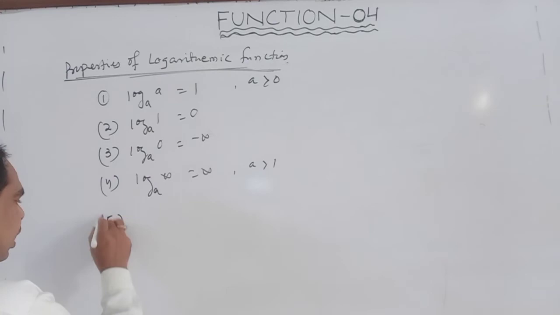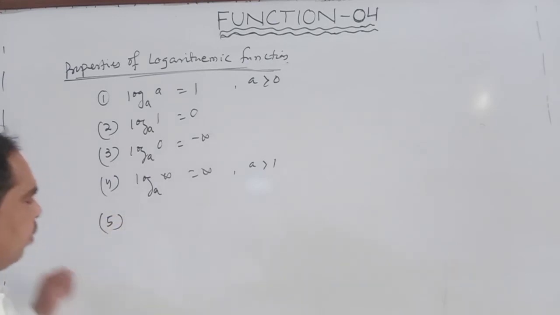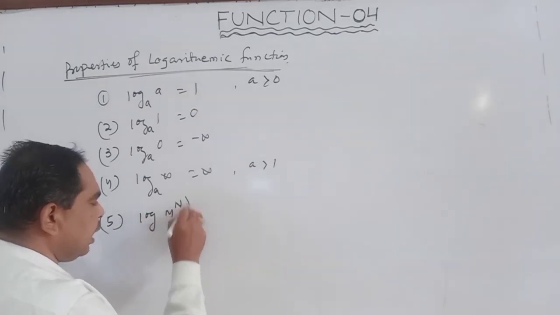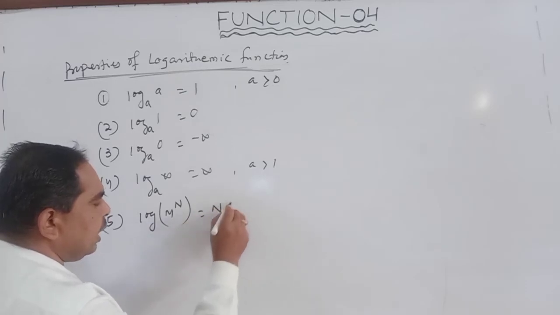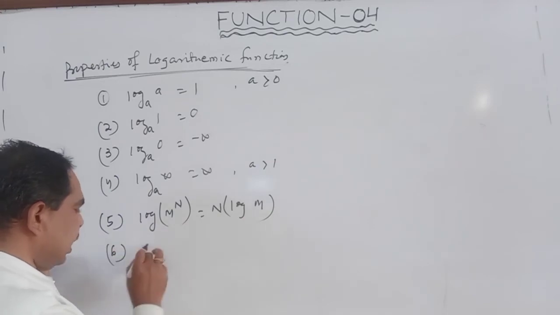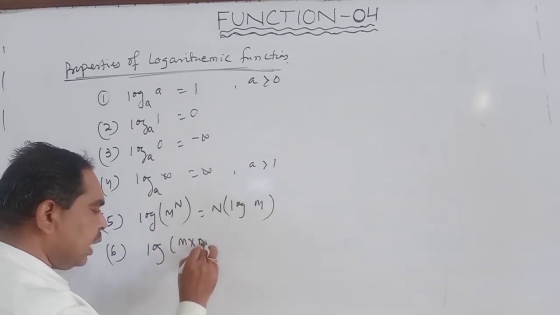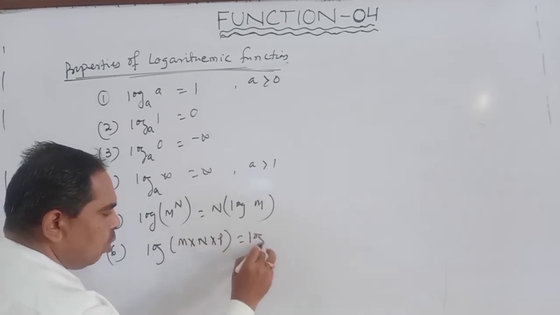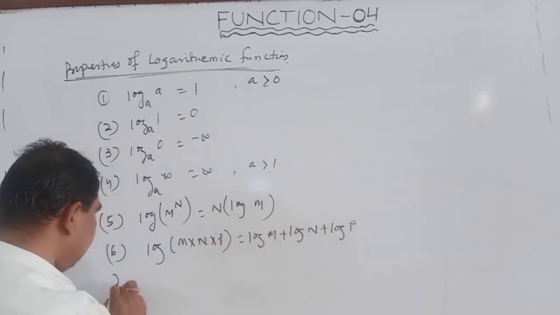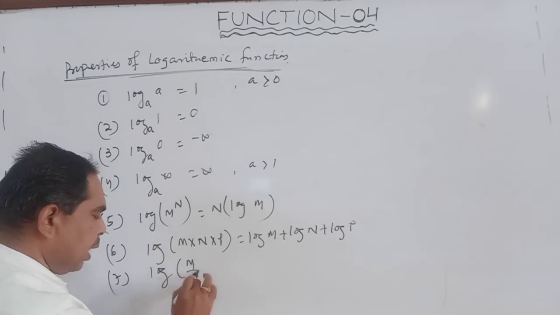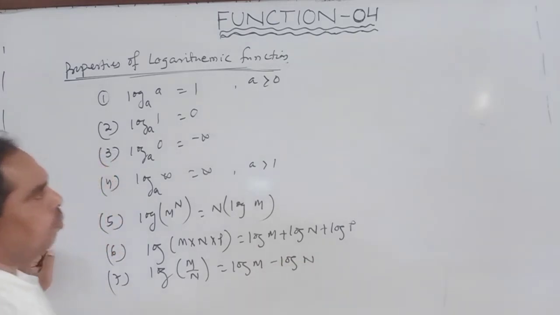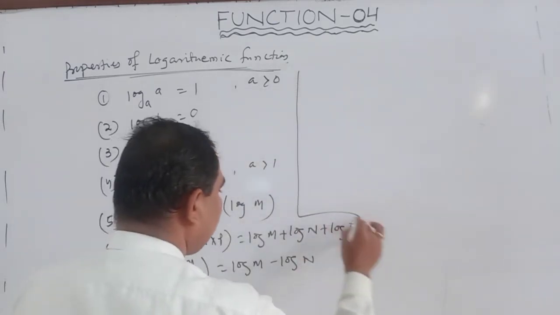5. Log of m to power n is equal to n log m. 6. Log of m into n into p is equal to log m plus log n plus log p. 7. Log of m by n is equal to log of m minus log of n.